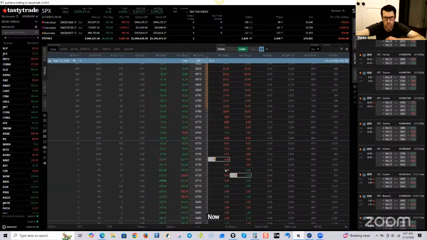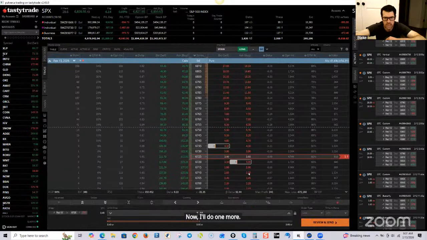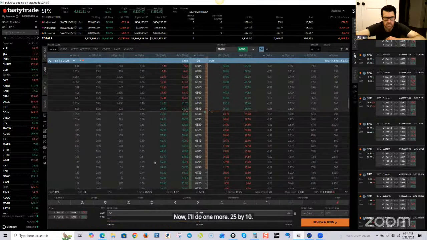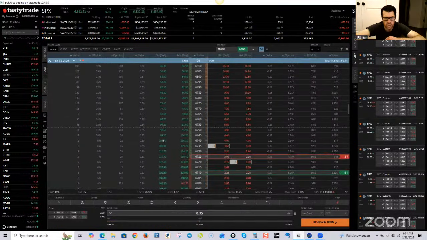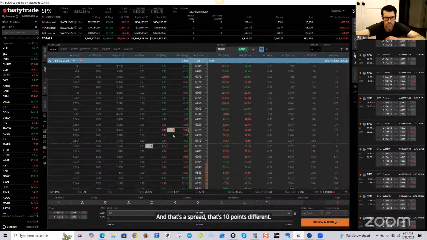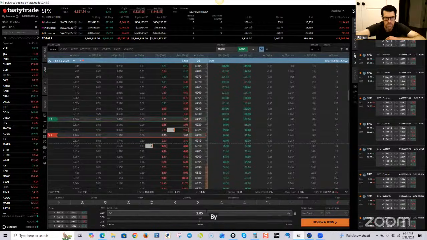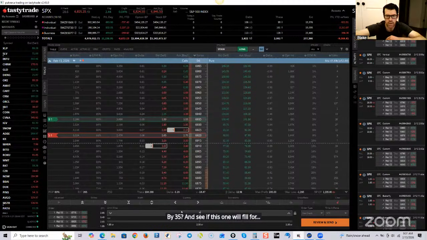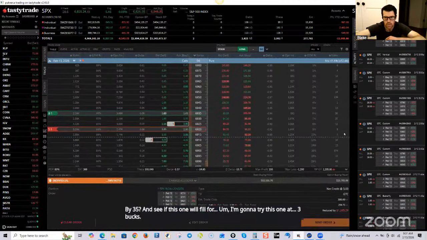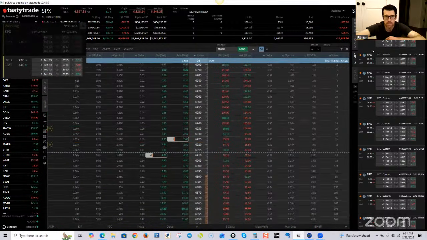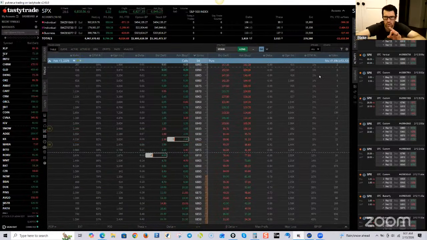Now I'll do one more, 25 by 10. And that's a spread. That's 10 points different. I'll do the 20 by 35 and see if this one will fill. I'm going to try this one at $3. So that way I'll set the credit where I want it. That's a slightly lower delta as well, but we're talking like 10 deltas for all these trades.